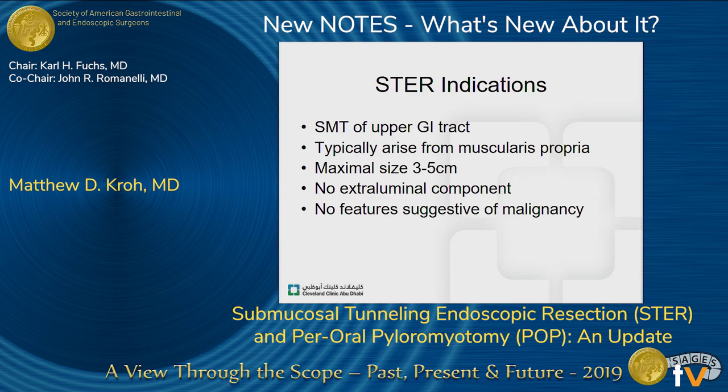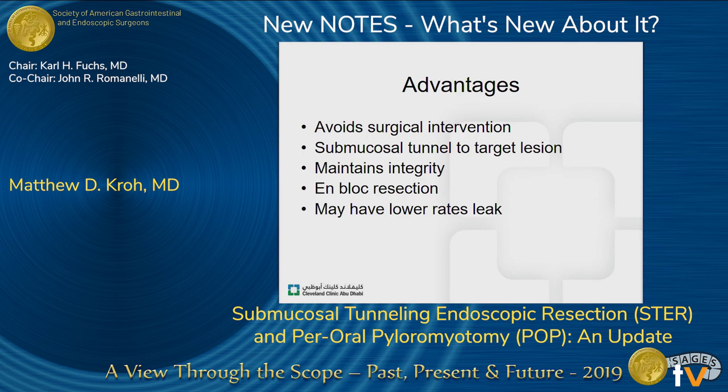So STER indications are for submucosal tumors of the upper tract. They typically arise from the muscularis propria. Maximal size is 3 to 5 centimeters, and these should not have any extraluminal component and no features suggestive of malignancy. The advantages, I think, are probably obvious to this group, but it avoids surgical intervention. A submucosal tunnel allows us access to the targeted lesion. It maintains integrity of the esophagus or stomach by keeping the mucosa intact and allows for en-bloc resection. And potentially, there's some data that shows that it might have lower leak rates.